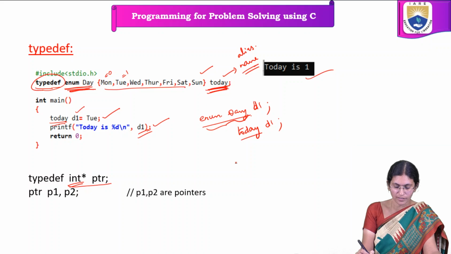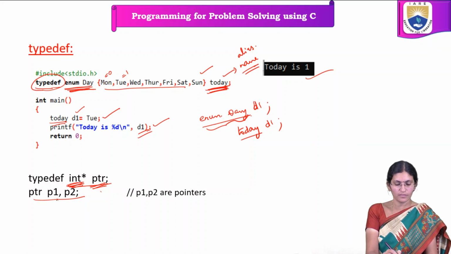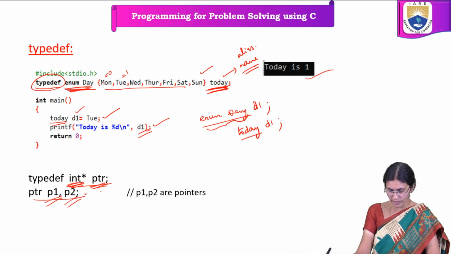Int star is a pointer variable. We need to declare a pointer of type integer, which is pointing to an integer. And this is the new name which is given. So by using this new name, we can declare integer pointers. So this P1 is an integer pointer and this P2 is also an integer pointer.